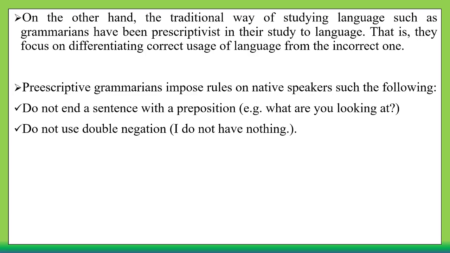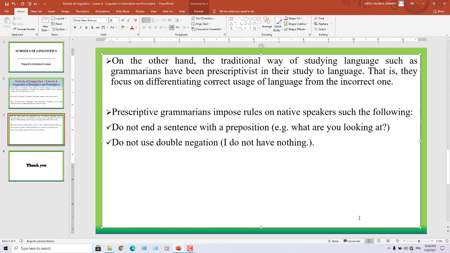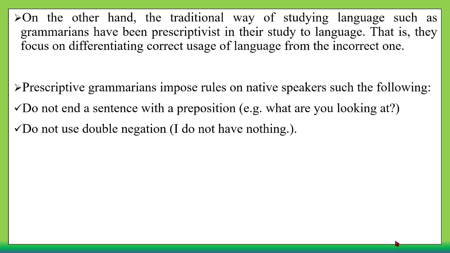On the other hand, we have this traditional way of studying language. For example, grammarians, they have been prescriptivists in their study of language. That is, they focus on differentiating correct usage of language from the incorrect one. So, for example, prescriptive grammarians impose rules on native speakers. For example, they say that you shouldn't end a sentence with a preposition.